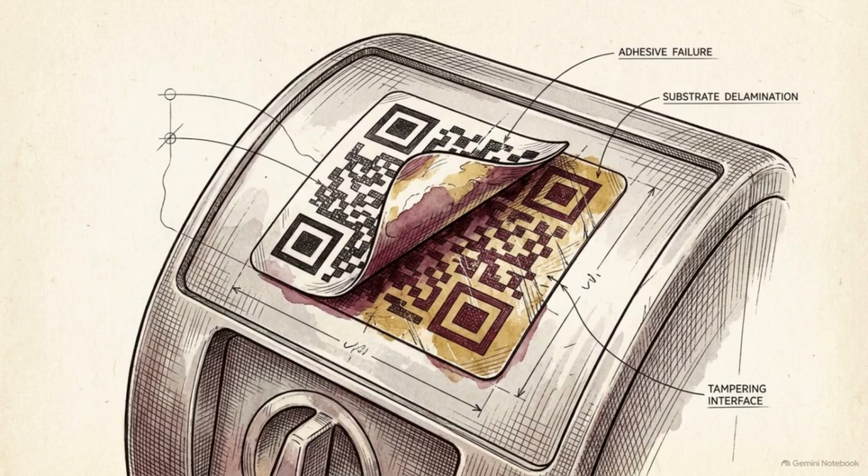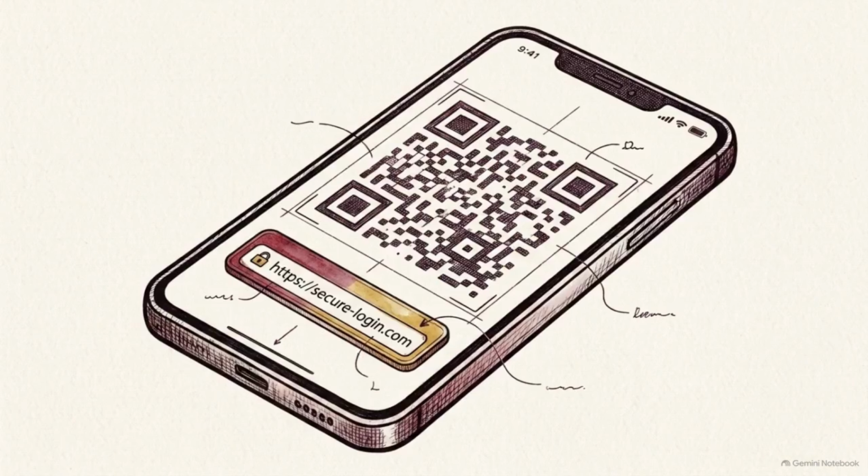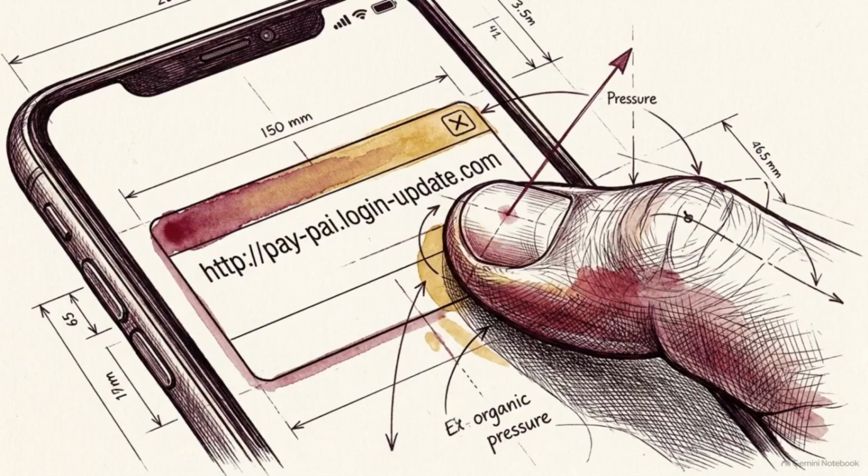Effective defense starts with changing your scanning habits. Inspect the physical context for tampering or stickers, and use a secure scanner app that allows you to preview the URL. If the address looks suspicious or contains misspellings, close the connection immediately.